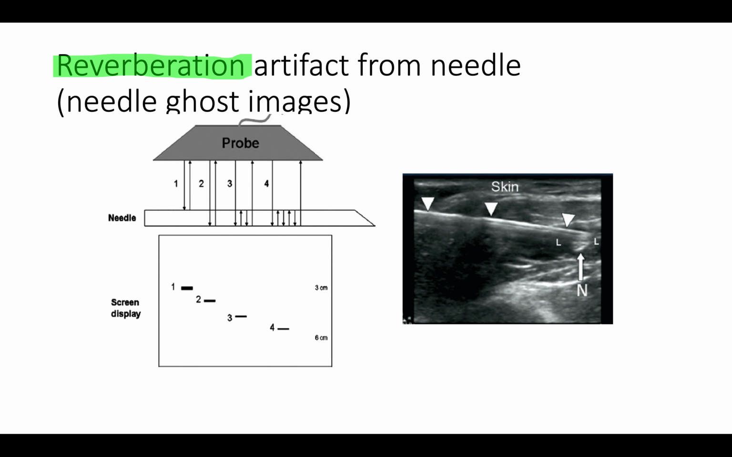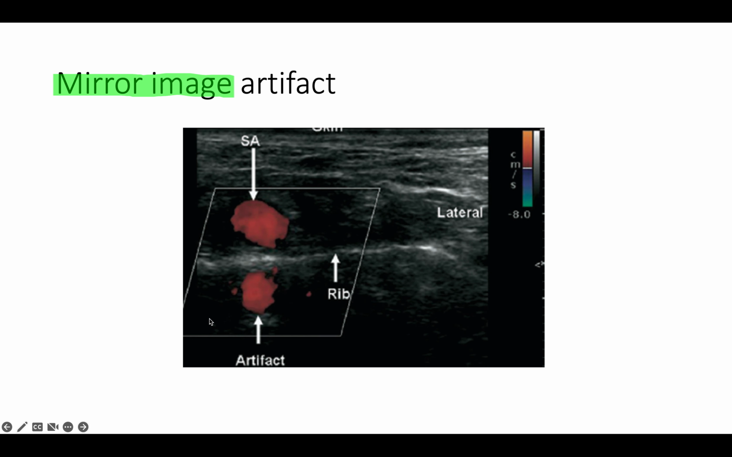Another important reverberation artifact, we'll be talking about this when we discuss lung ultrasound, the so-called A lines. But commonly we'll see it during procedures when you do in-plane needling, and you're going to see these ghost images of a needle. This kind of picture explains how it happens. You see how ultrasound sometimes gets trapped inside the needle, and as a result the computer plots not just one real needle, but several echoes of a non-existent needle.